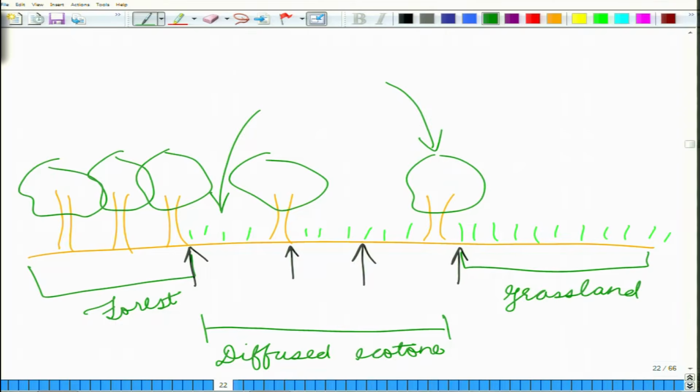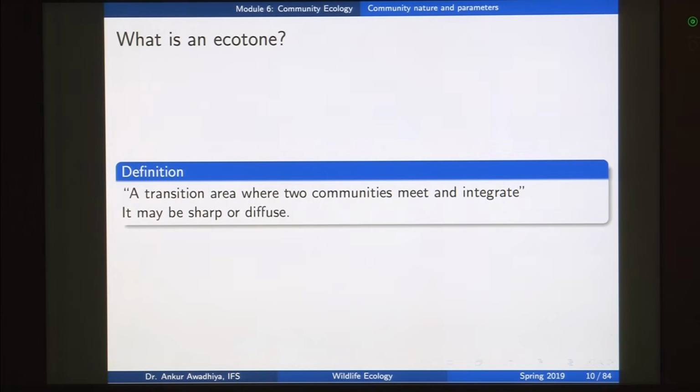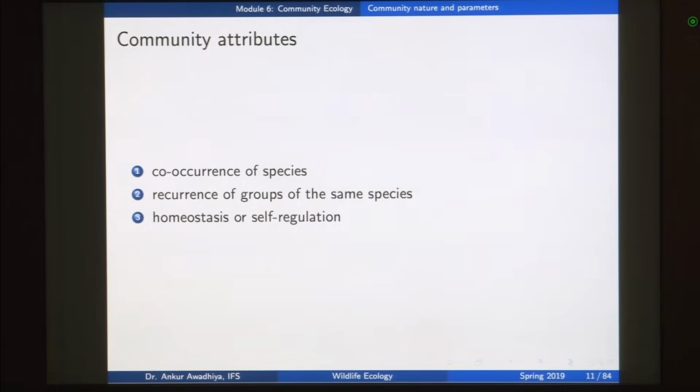So, coming back to the definition, a transition area where two communities meet and integrate, and it may be sharp or it may be diffuse, that is an ecotone. Now, when we are talking about any community, say a forest community or a grassland community, there will be certain attributes of that community, certain characteristics of that community. So, let us now have a look at the community attributes. The attributes of a community are co-occurrence of certain species.